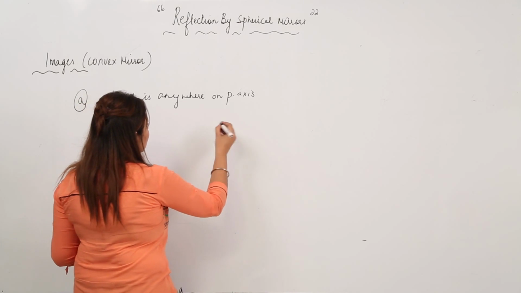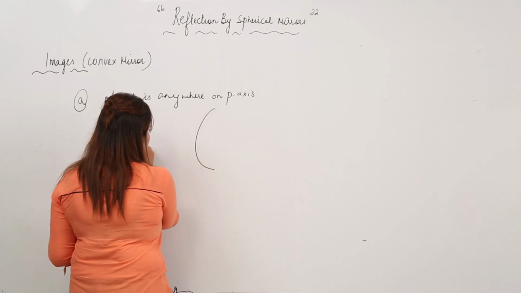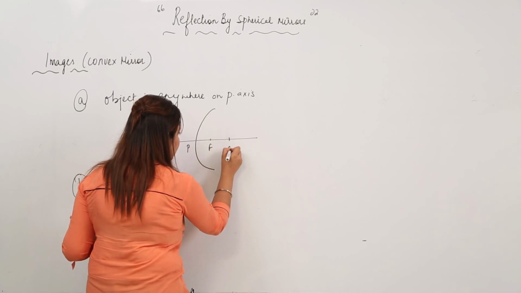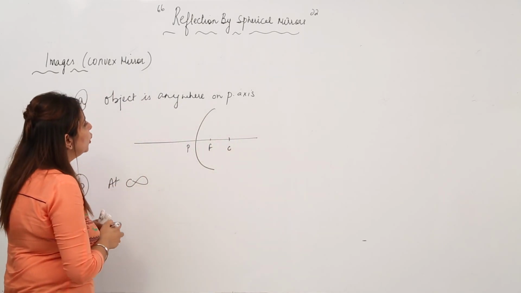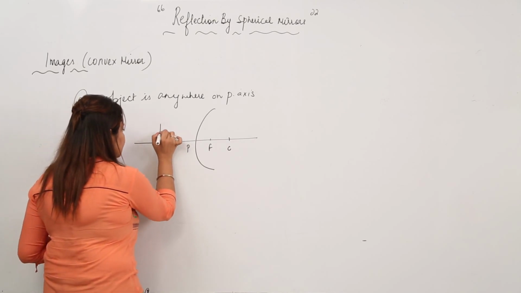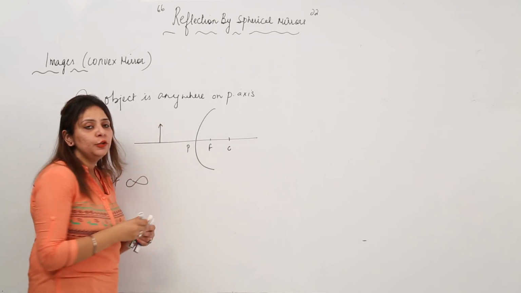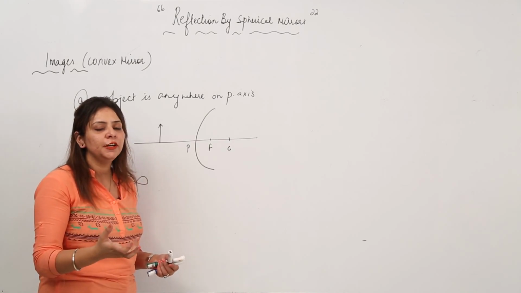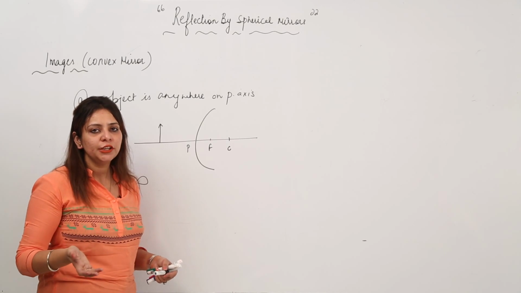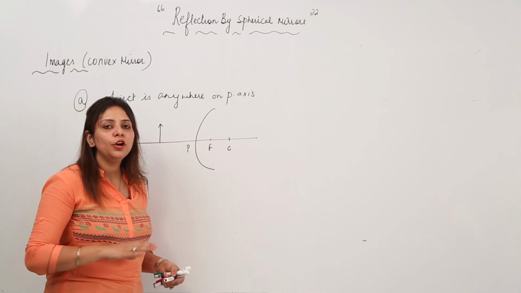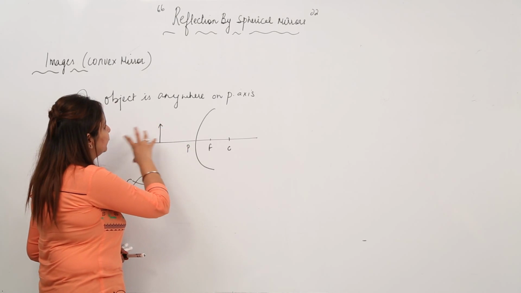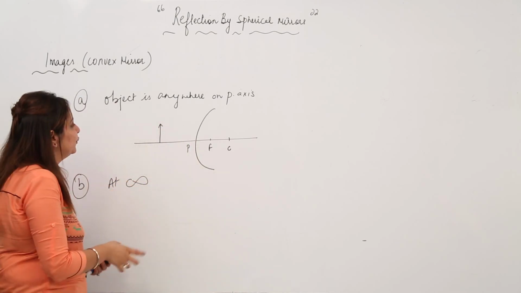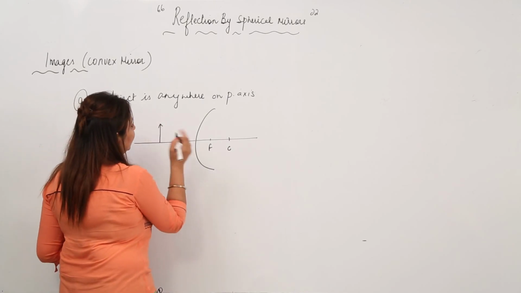So how are we going to draw? This is our convex mirror, this is the principal axis, pole, focus, and twice the focal length, this is C. My object can be anywhere on the principal axis. To confuse you, your teacher might give you a question that the object is between F and C in case of a convex mirror, or at C. They are just confusing you, because the ray diagram is the same wherever it is on the principal axis, except when it is at infinity.